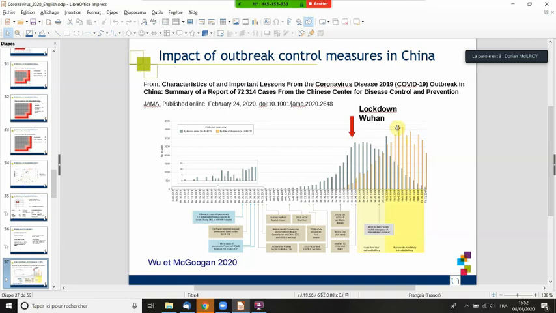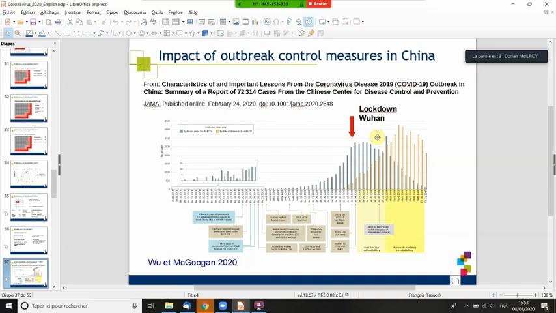But then when they asked these people, okay, when did your symptoms start? When did you first start feeling ill? Then you got these blue bars, okay? So these people get a diagnosis when they're in the hospital and they get a test, but they start feeling ill earlier.